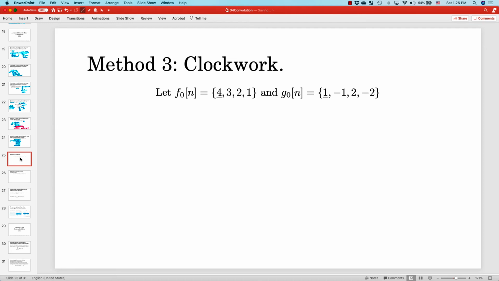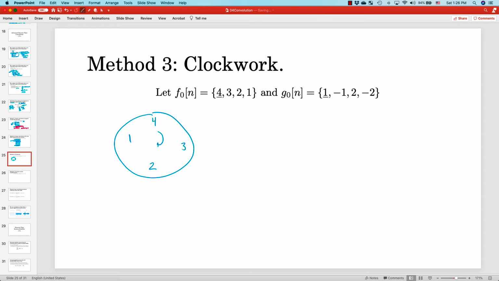So the third method, and the method that I actually prefer to visualize when doing this, is not officially called clockwork, but it reminds me a lot of clock arithmetic. And so I'm going to use the same example that we just did, that we know the result from, and show you how this works. So I'm first going to draw a circle, and in the inner, I'm going to write f0 of k. So let's put 4, 3, 2, 1.